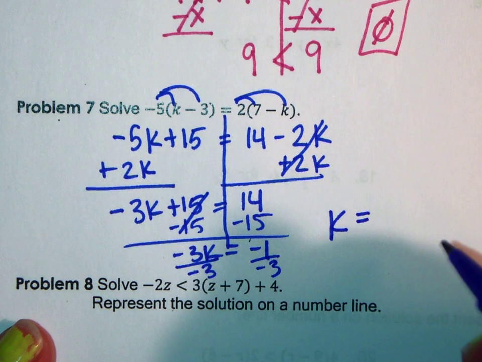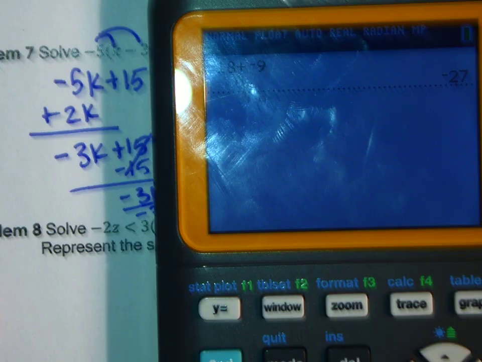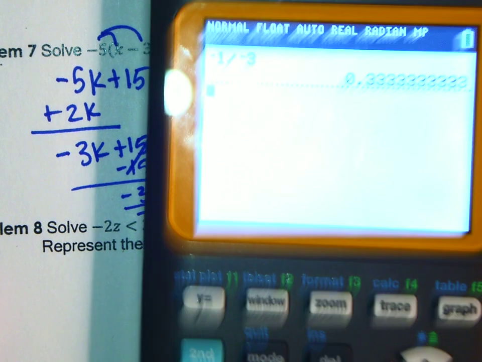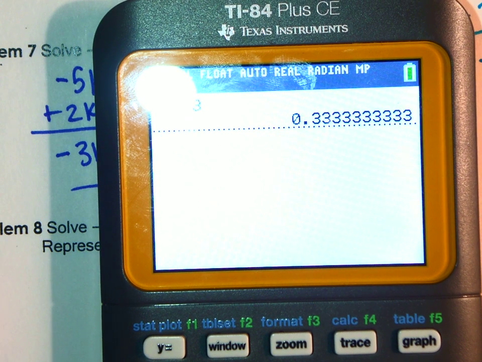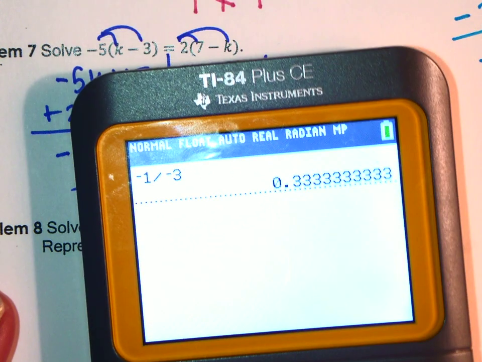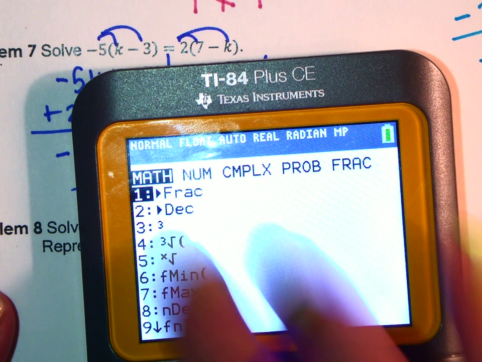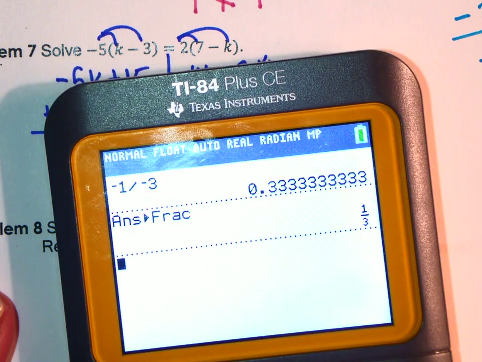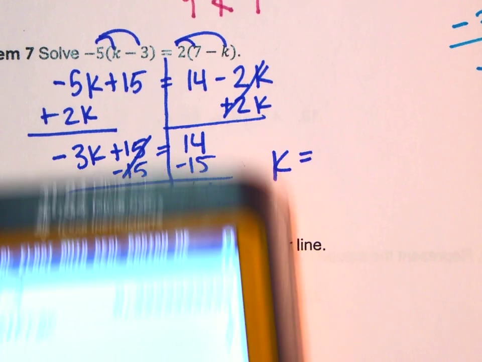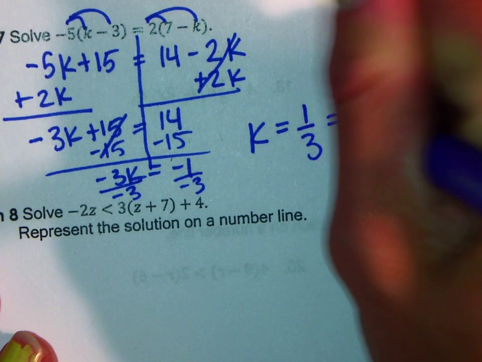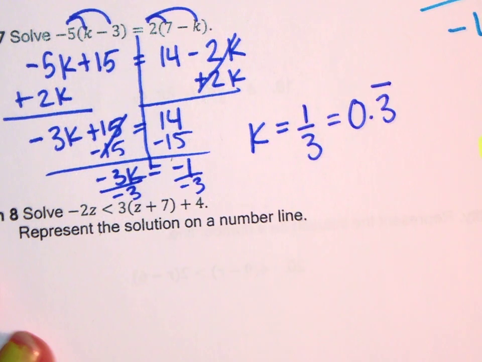And so then you get k equals, if you type that in your calculator, negative 1 divided by negative 3, you are going to get 0.3333. If you want to turn that into a fraction, hit math, and then enter under fraction, and then enter again, and it'll turn it into a fraction. So you can either write that as 1 over 3 or 0.3 repeating.